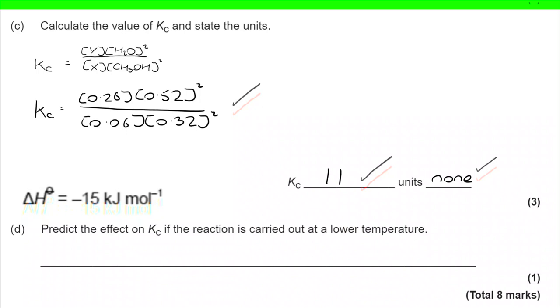So 1 mark for the working, 1 mark for the Kc, and 1 mark for the units. Now you'll notice I've brought the delta H information forward from the equation we had earlier. And we're going to use that to predict the effect on Kc if the reaction is carried out at a lower temperature. Well, if delta H is negative for the forward reaction, a lower temperature will favour that forward reaction, giving us more products. Now you'll notice I'm putting some red arrows on the Kc expression at the top because that means concentration of products will go up and concentration of reactants will go down. Now if the numbers change in that way, that means that Kc has increased.